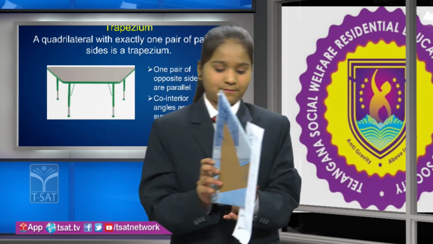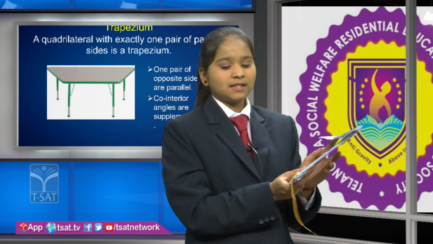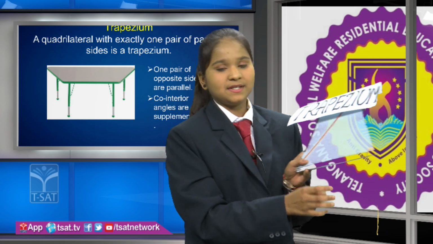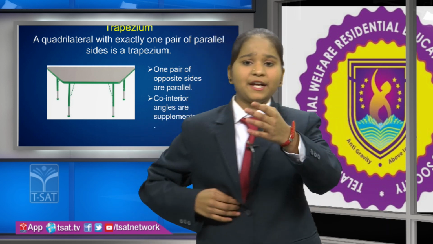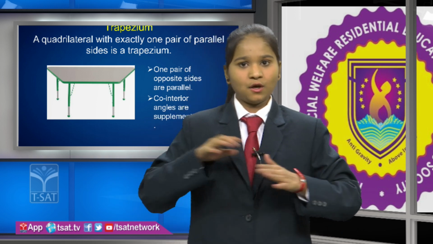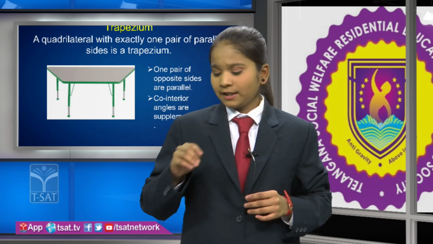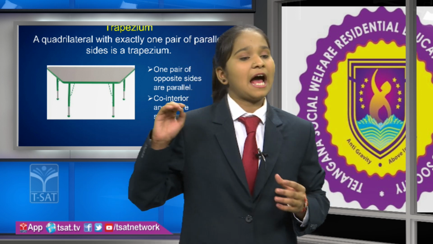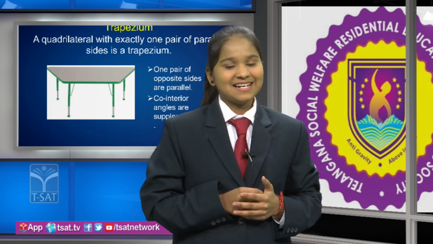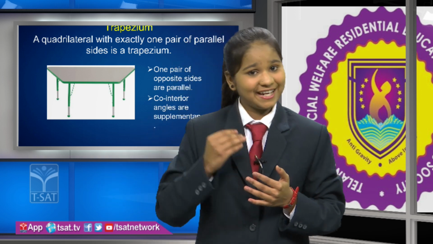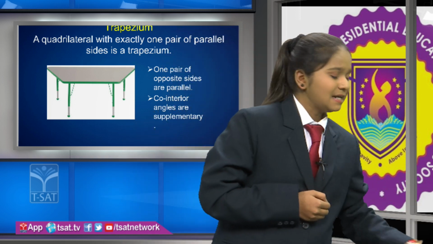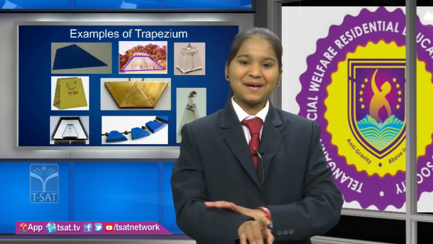Here see, it is a trapezium. In a trapezium, one pair of opposite sides are parallel and another pair of opposite sides are not parallel and not equal. In a trapezium, co-interior angles are supplementary. We all know that supplementary means the sum of two angles is equal to 180 degrees. Let us see some examples for the trapezium.